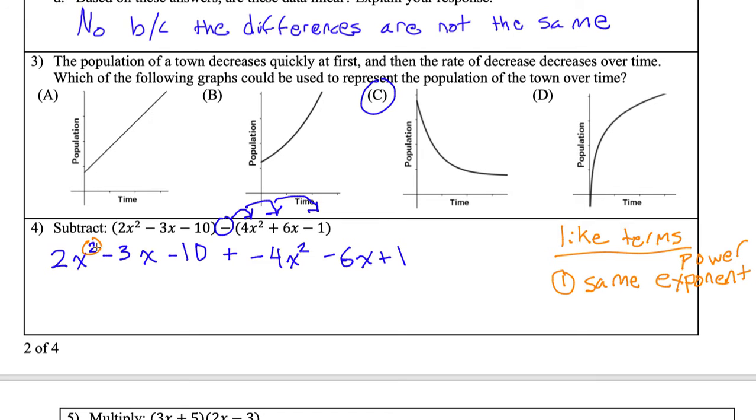So this is a power of 2. Do you see any other powers of 2s? Where are they? There it is. So now I just add the coefficients. 2 and negative 4. What's 2 minus 4? Shout it out. Negative 2. Yeah, so it's negative 2, and I leave the x squared. So negative 2x squared.